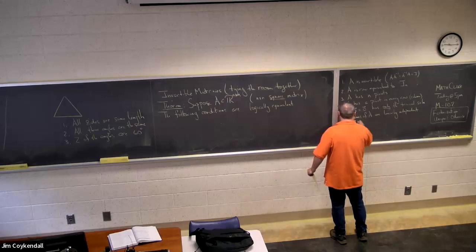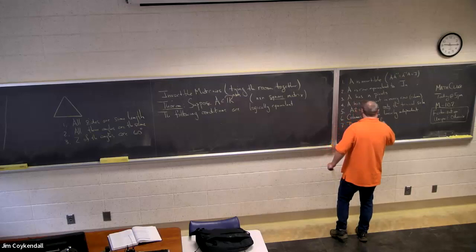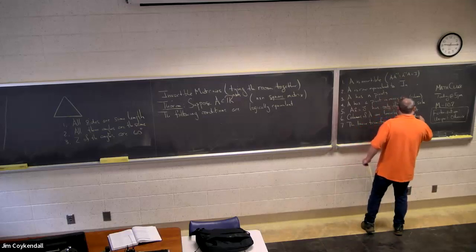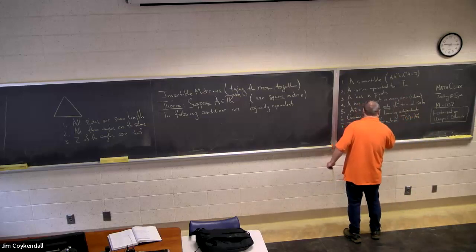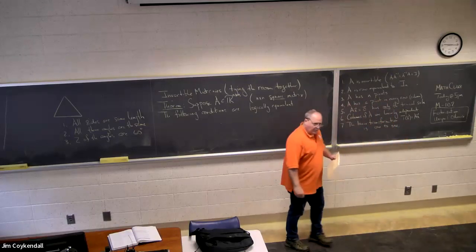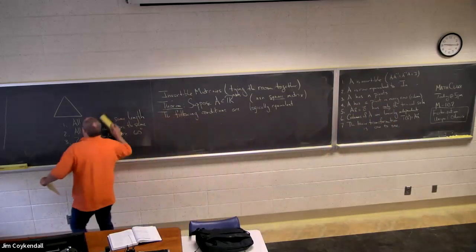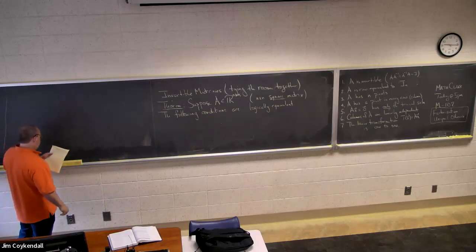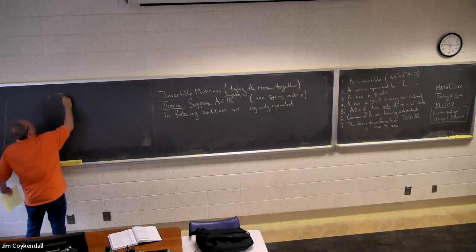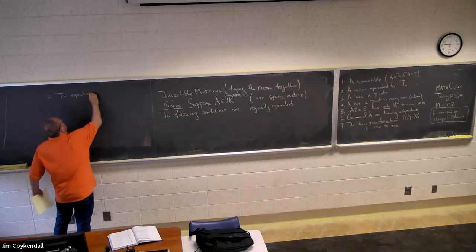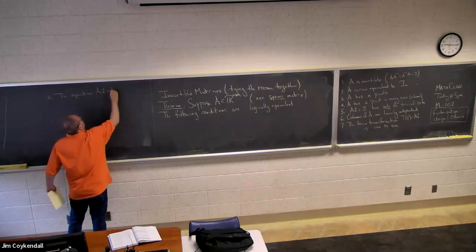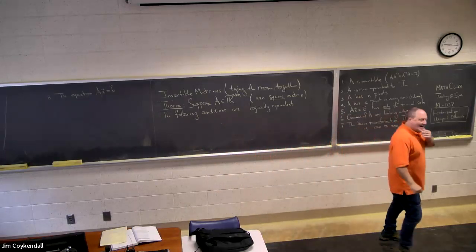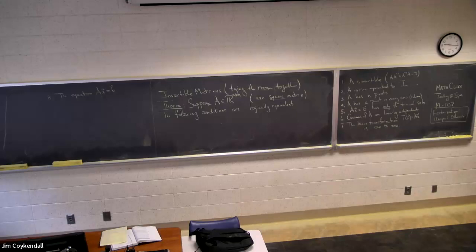Seven. The linear transformation x maps to Ax is one-to-one. So we saw that that's connected to linear independence earlier. Eight. Figure out what's coming here.